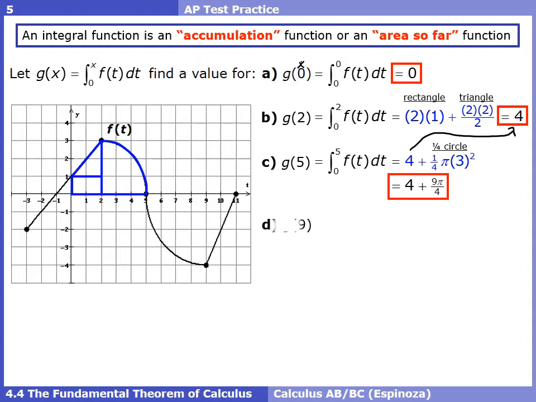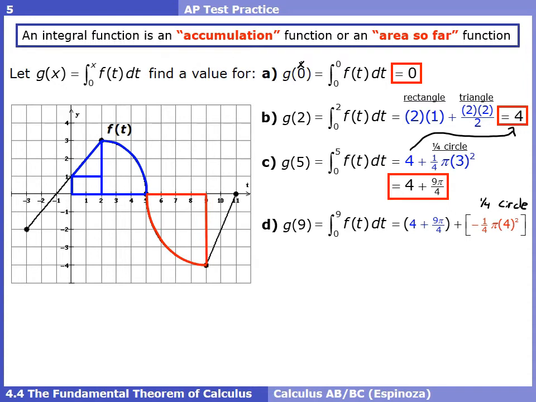In part D, we want to find g of 9, which is telling us to plug in 9 for x, which will give us the integral from 0 to 9 of f of t dt. To find the area from 0 to 9 between the function f and the x-axis, we'll take the area we just found from 0 to 5 and add to that the area from 5 to 9. That area is below the x-axis, so it's going to be a negative value. And on top of that, it's also another quarter circle. So I'll go ahead and label that here as a quarter circle again, so you can see that.